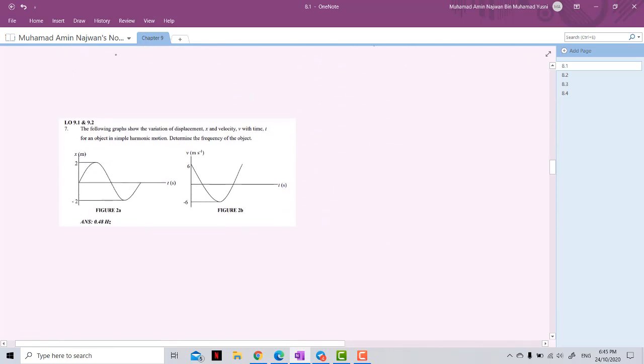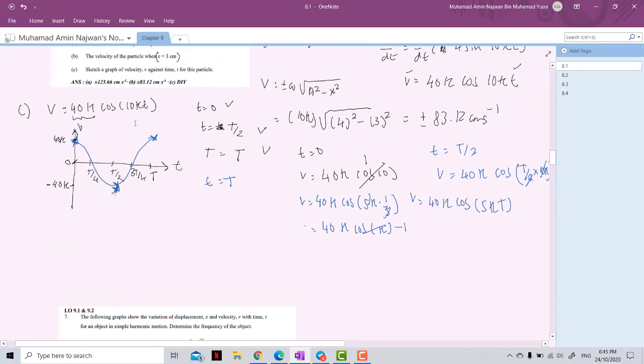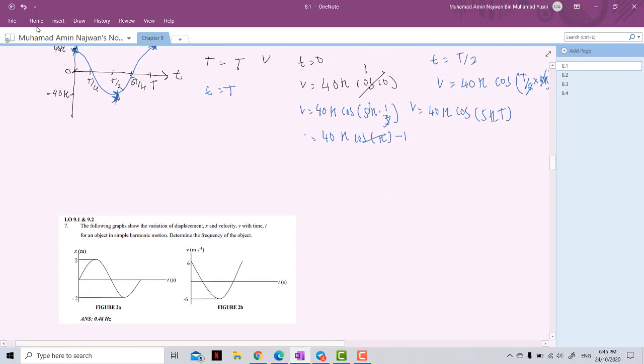Now, question 7 is a bit simpler. The following graph shows the variation of displacement x and velocity v with time t for an object in simple harmonic motion. The question asks to determine the frequency of the object. From here, you know that this is the amplitude A = 2, negative 2. From the v graph, you know that A omega = 6, negative 6.